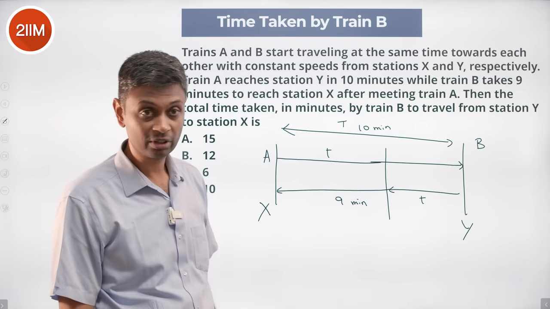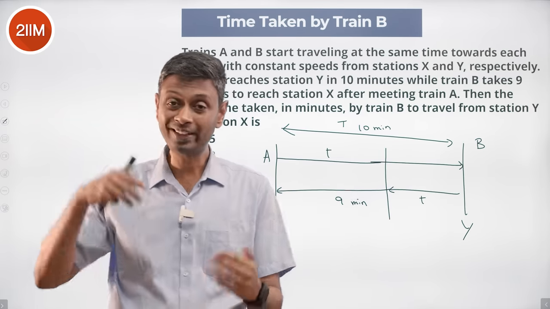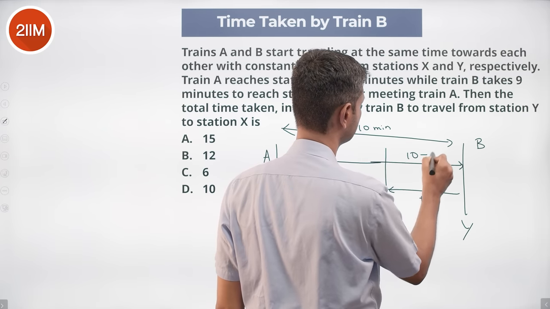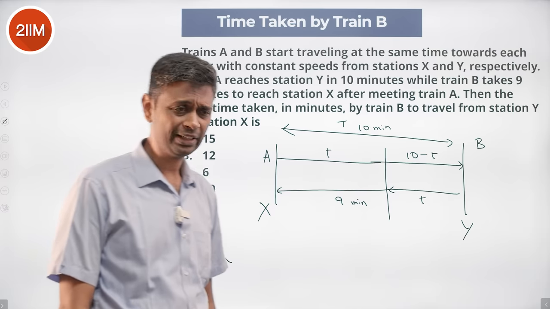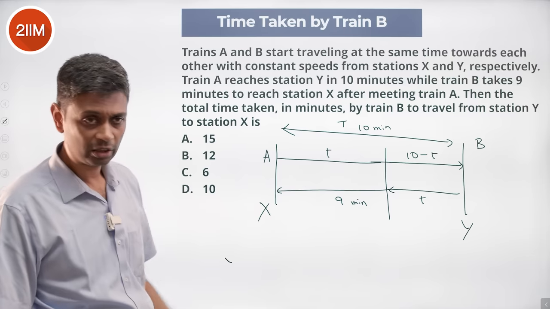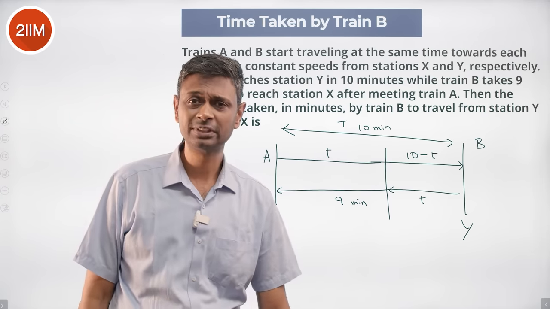This time is 9 minutes. These two times taken should be equal. Why? They meet at that point. What is this time taken? This is 10 minus T. Nice. After this we are done. How are we done? T by 9 equals 10 minus T by T.